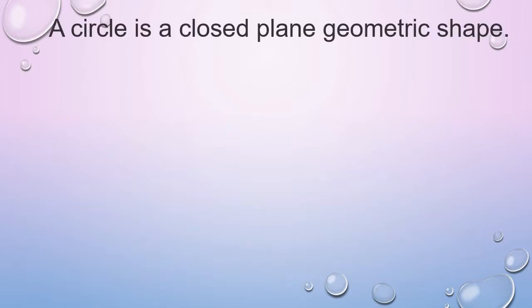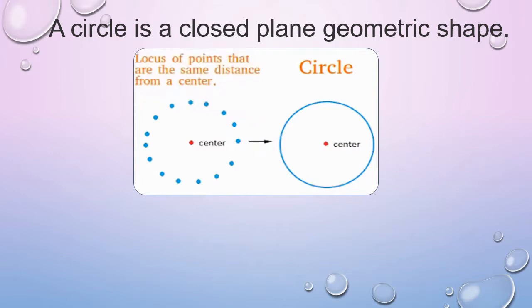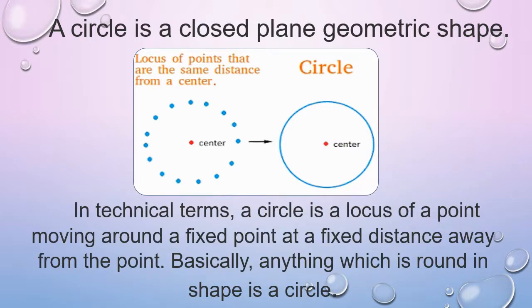So, first we will see circle. A circle is a closed plane geometric shape. In technical terms, a circle is a locus of a point moving around a fixed point at a fixed distance away from the point. Basically, anything which is round in shape is a circle.